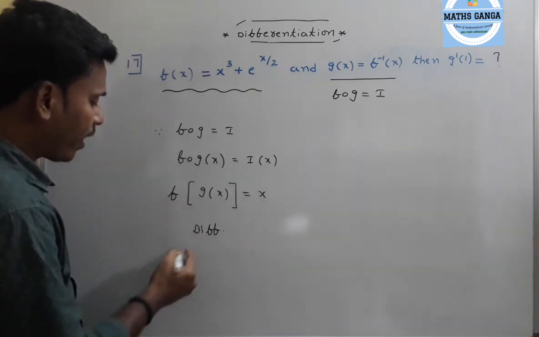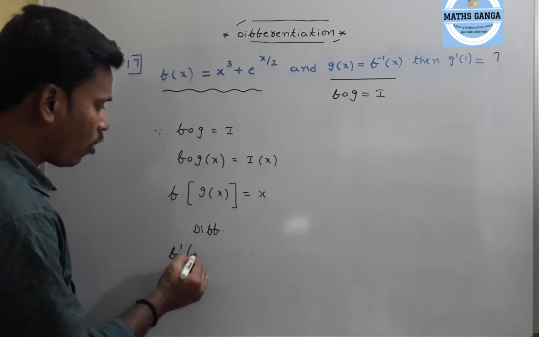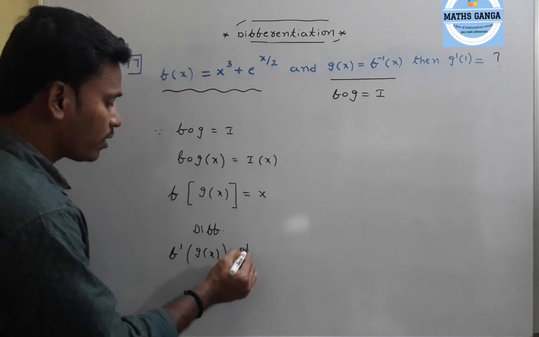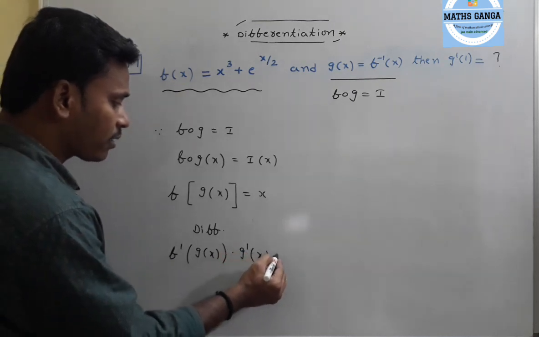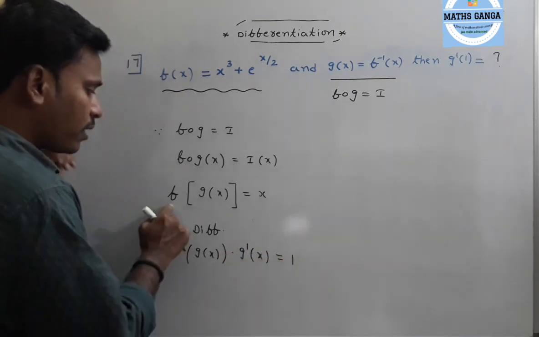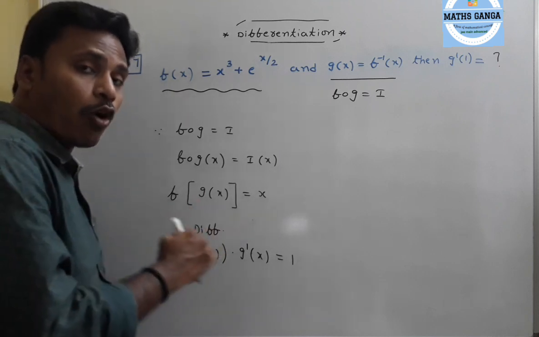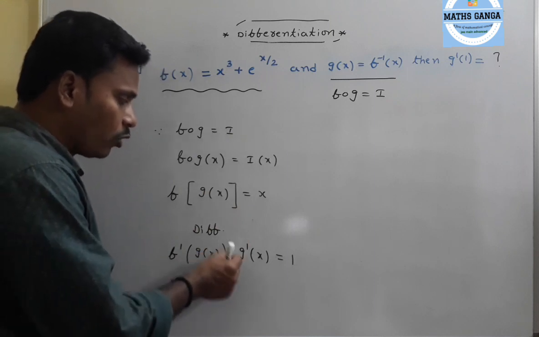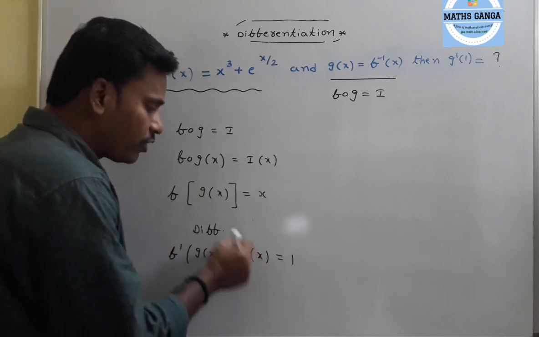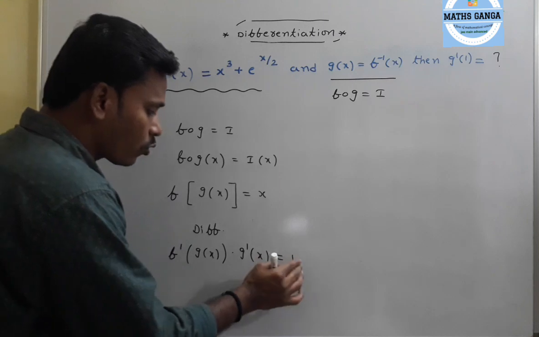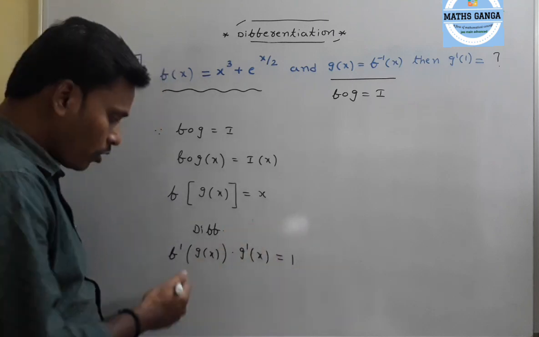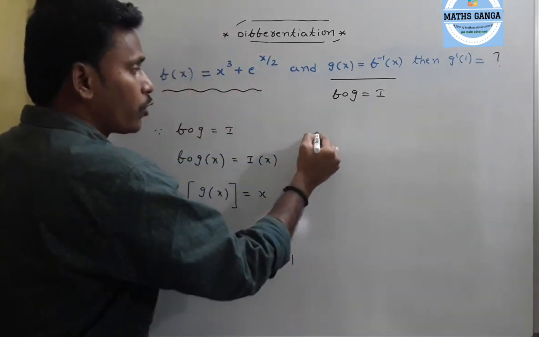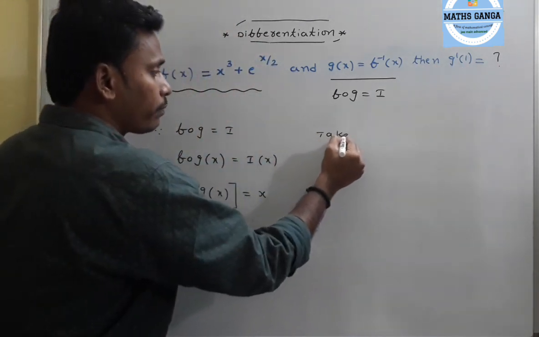f of g of x, right? So you just write it like f dash of g of x into g dash of x is equal to 1. On the left side we have composite functions f of g, so its derivative is f dash of g of x into the derivative of g, g dash of x, is equal to 1. So this is the relation we have. Our task is to find g dash of 1. So take x is equal to 1.